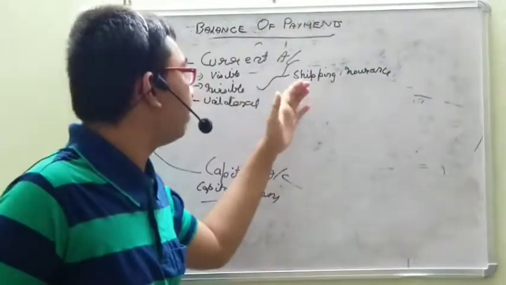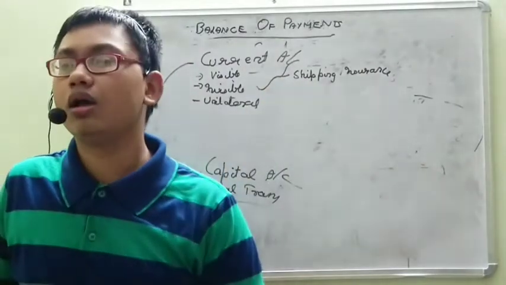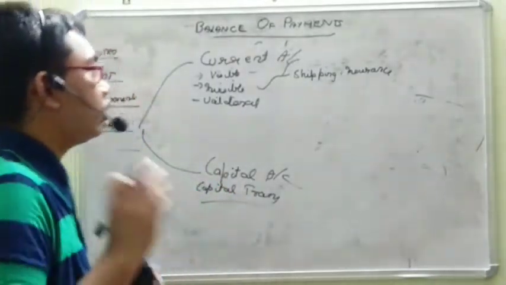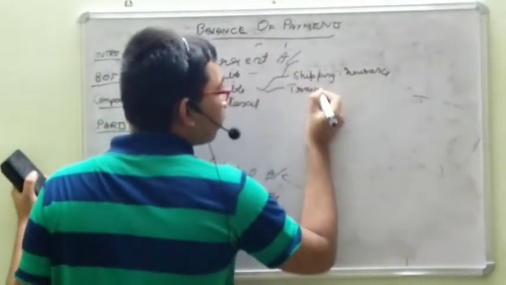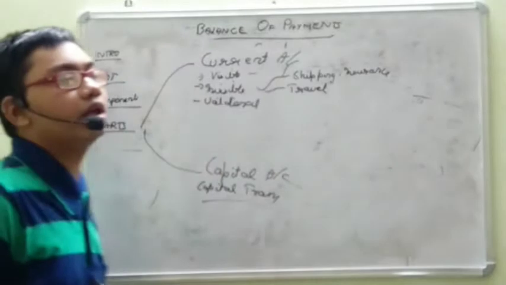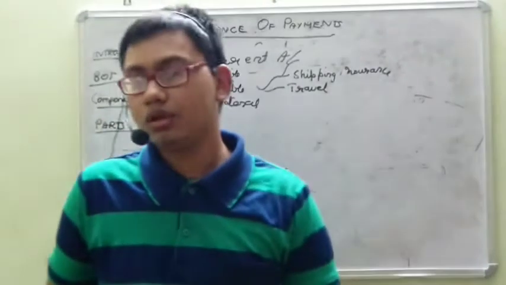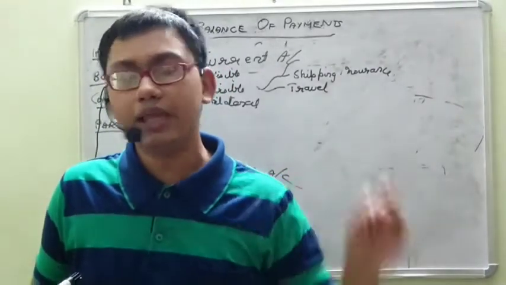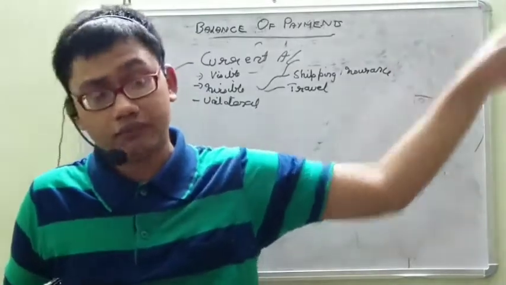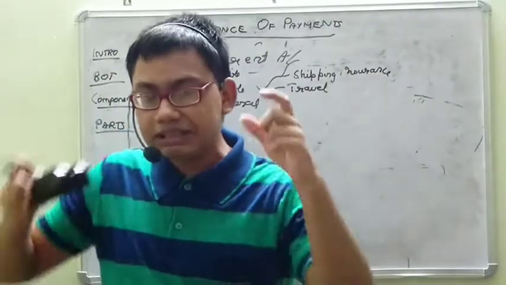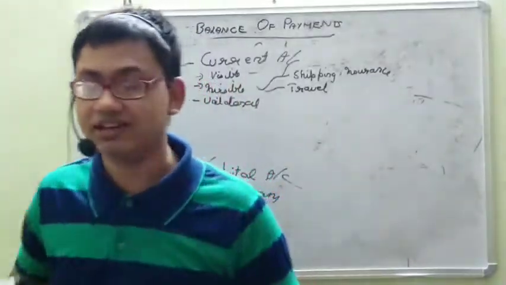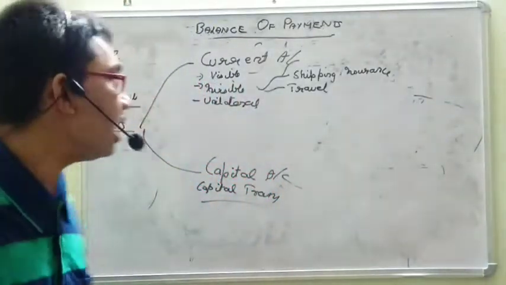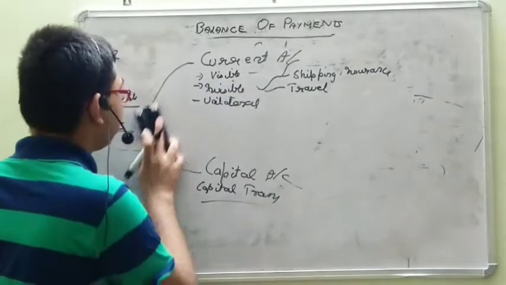Okay, such services will be in case of shipping. Suppose somebody is undertaking a tour abroad. Whatever purchases and sales they do in the foreign country will be included in visible trade. But the traveling job that is done will be included in this. So these are the main components of invisible trade.